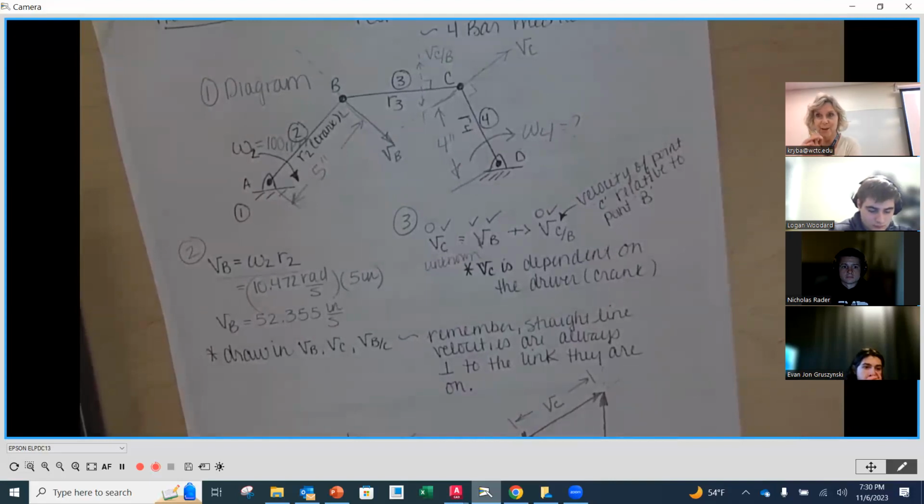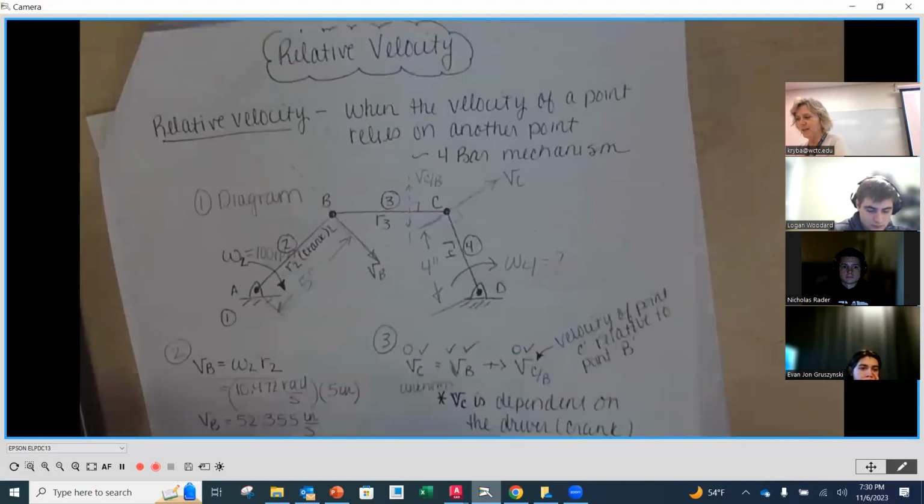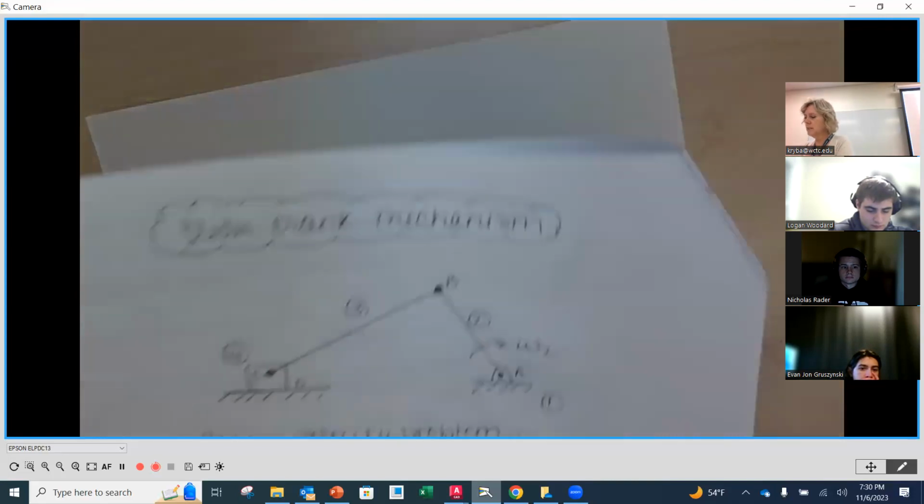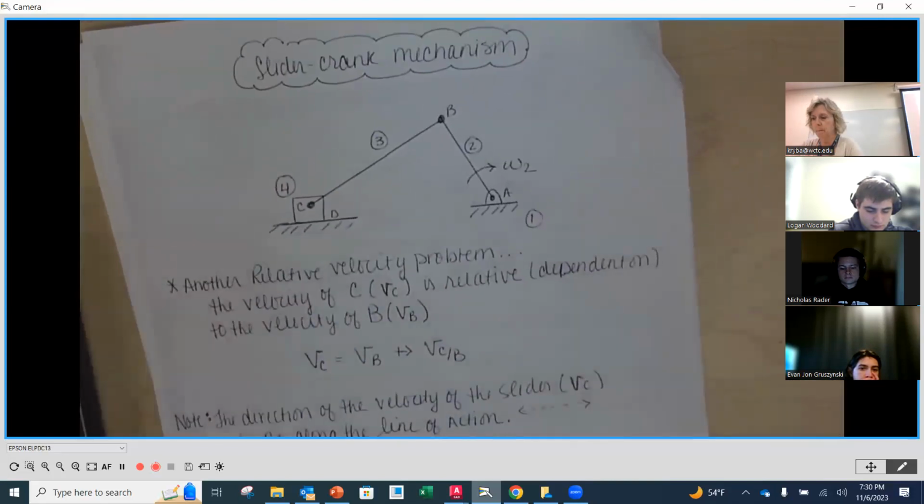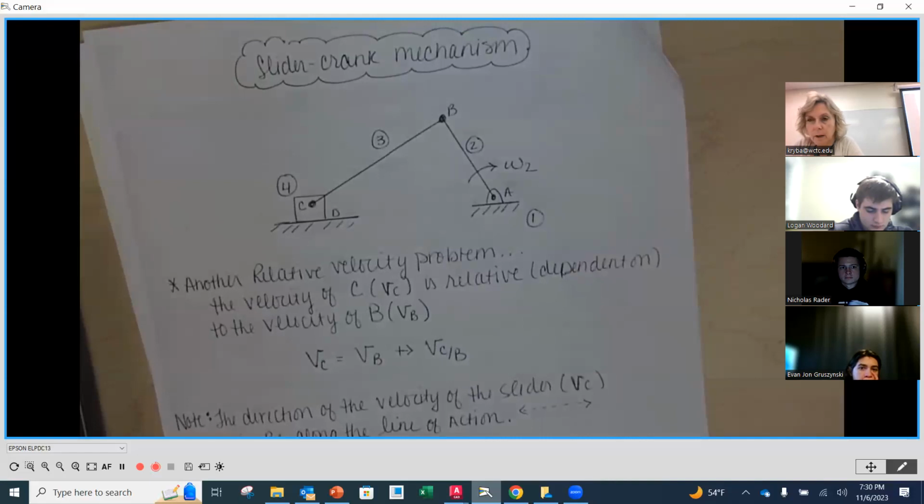Okay. So let's look at another process. And this one is going to be of a slider crank. Now here, this is going to be a very similar process, but in the end, the final answer that we get is going to be a little bit different.